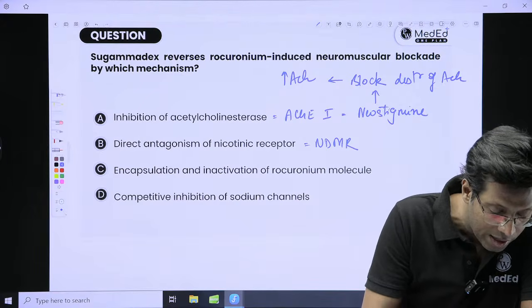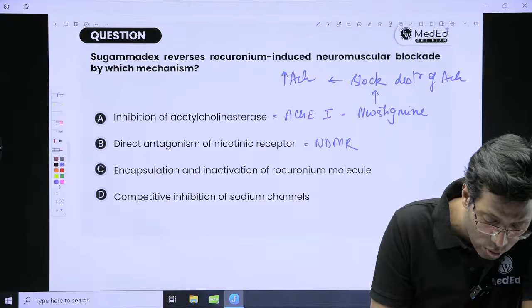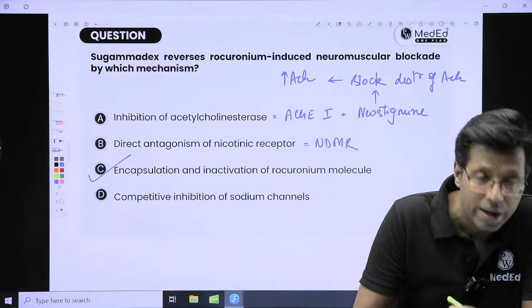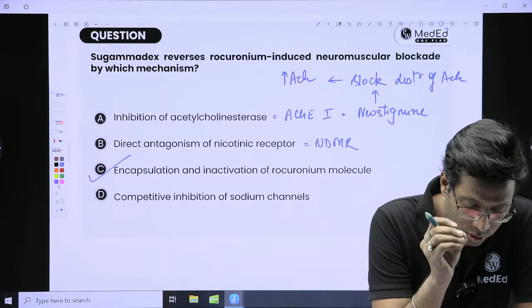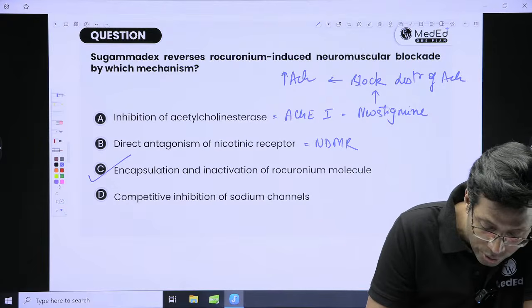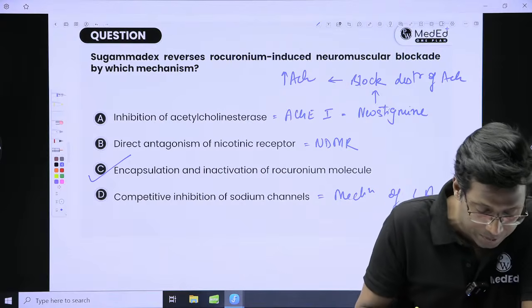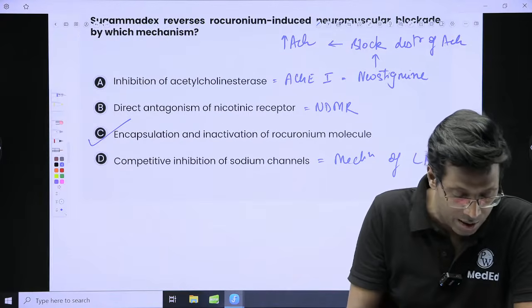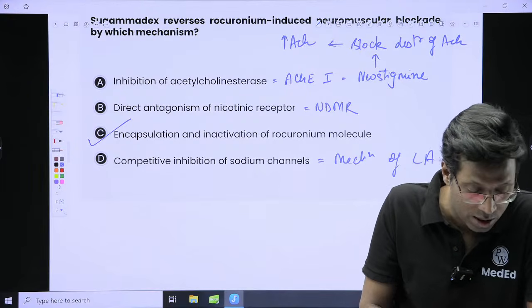Encapsulation and inactivation of the rocuronium molecule. Yes, it encapsulates and inactivates the rocuronium molecule. This is the mechanism of action. And competitive inhibition of sodium channel? No, this is the mechanism of action of local anesthetics. Remember that's also asked in the exam. Competitive inhibition of sodium channels is the mechanism of action of local anesthetic drugs.